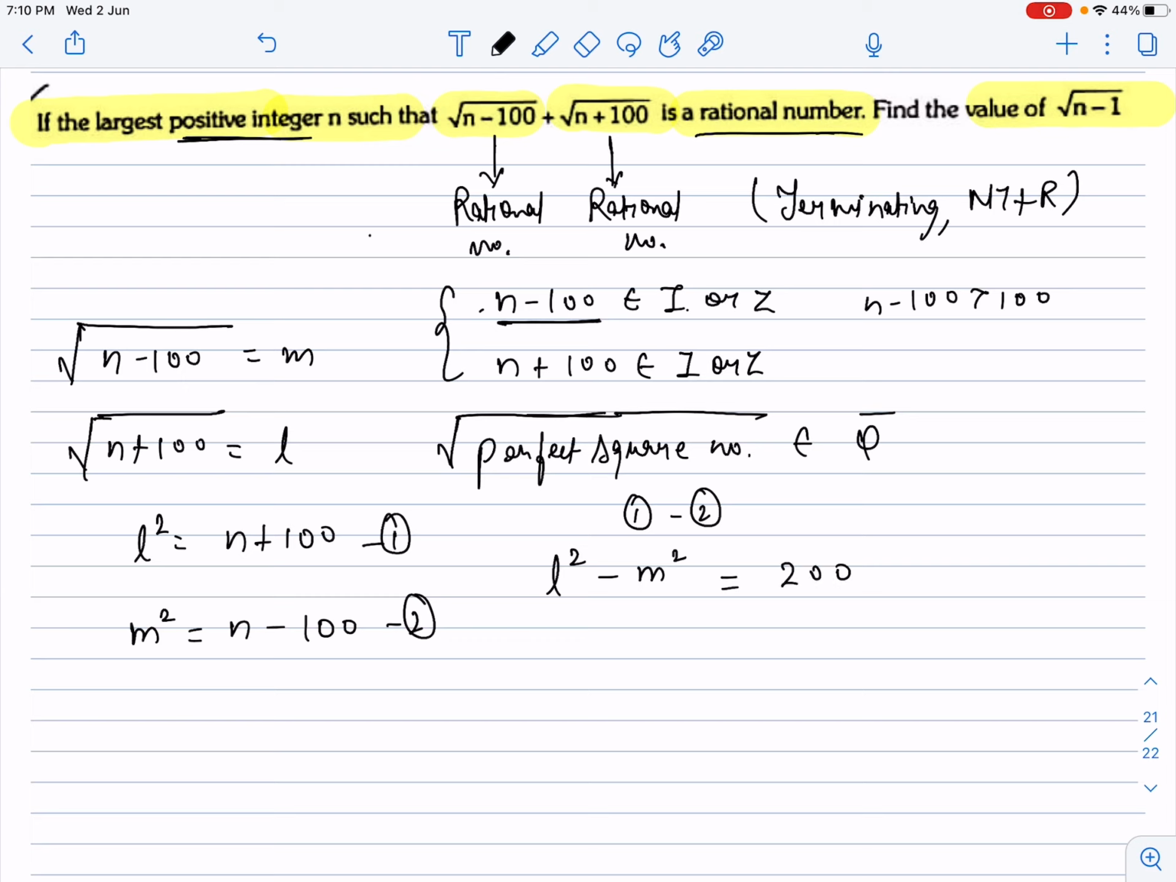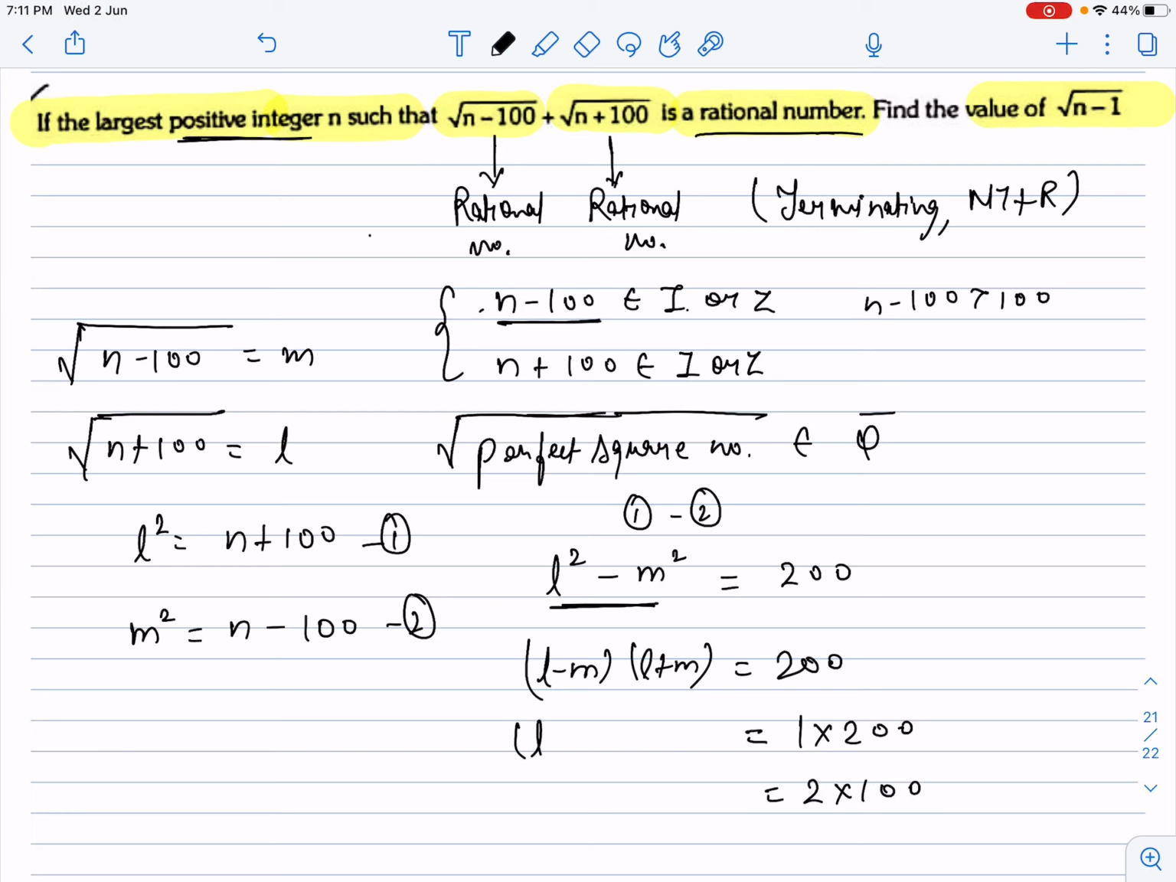What will I be getting? 200 over here. Yes sir, we understood this. Now the a square minus b square identity: a minus b into a plus b. So L minus m multiplied by L plus m is equal to what? 200 it would be. And 200 can be further broken down as 1 multiplied by 200, or as 2 multiplied by 100.